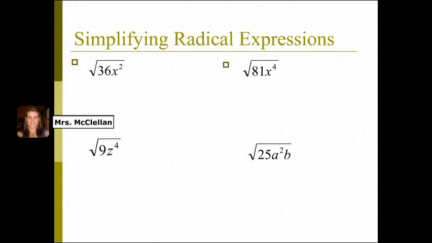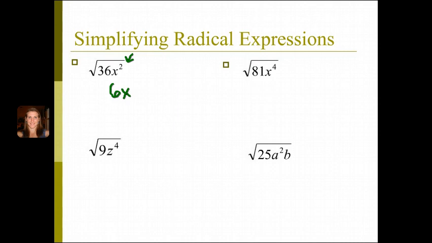Okay, so if you remember back to our PowerPoint on factoring, we gave you a list of all of the perfect squares, including perfect squares for variables. Okay? That doesn't change when we have more complex expressions. When we have the square root of 36x squared, you take the square root of 36, which is 6, and the square root of x squared is x. So your answer here is simply 6x.